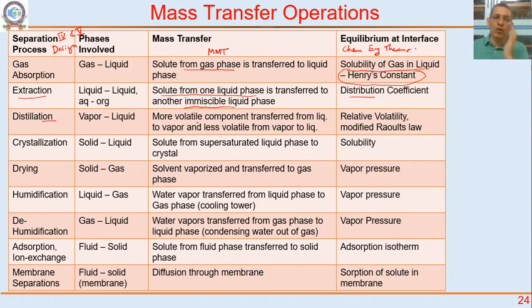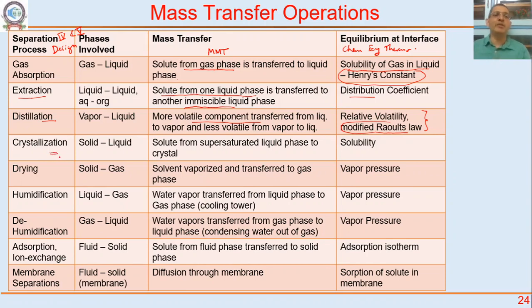Distillation, more volatile component goes from liquid to vapor and less volatile goes from vapor to liquid. It is decided by the interface. The interface is at equilibrium between the vapor and the liquid. That is decided by relative volatility, modified Raoult's law if you like. You are going to do that in your thermodynamics course.